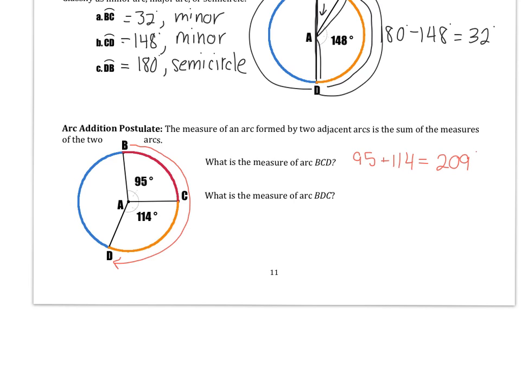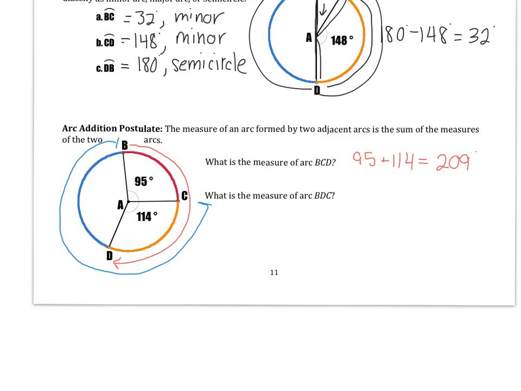The next part of this question is asking me to find arc BDC. So I would start at B, travel towards D, and end at C. So I have to find this blue plus the orange. The problem is I don't have the blue arc, so I have to find the measure of that central angle, that arc first.